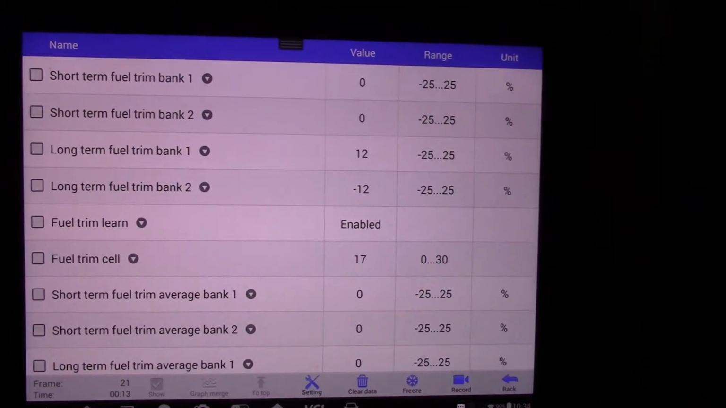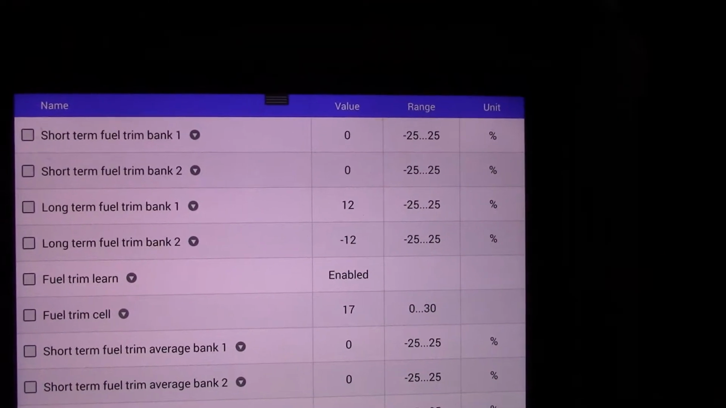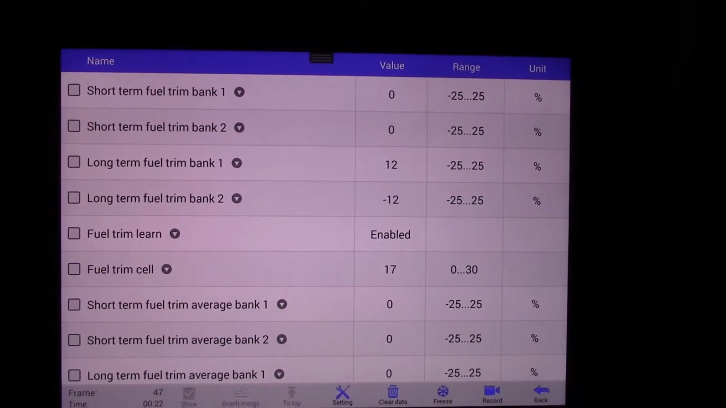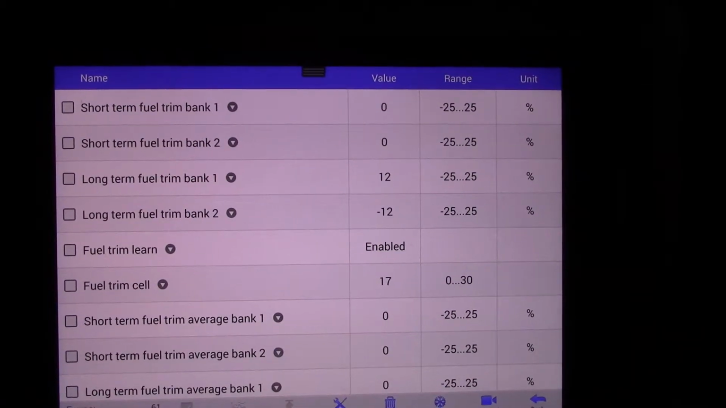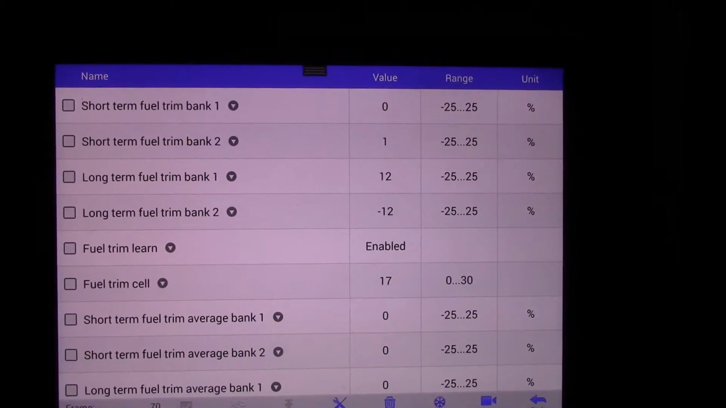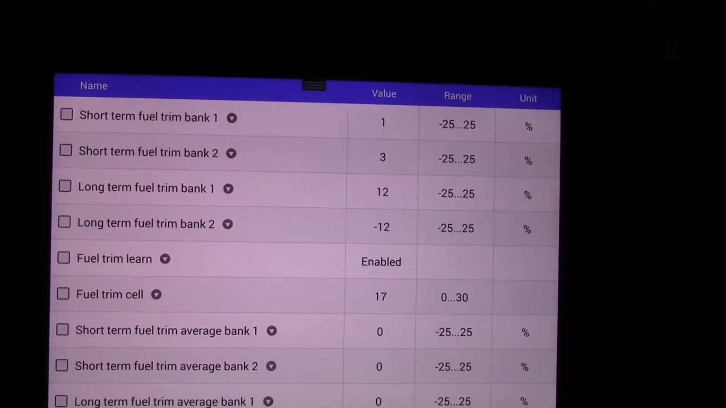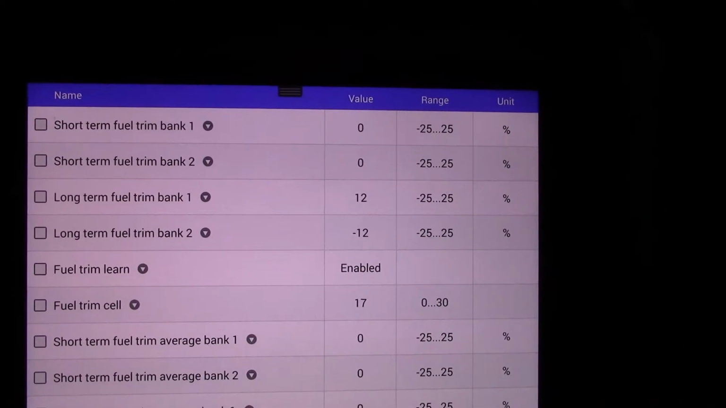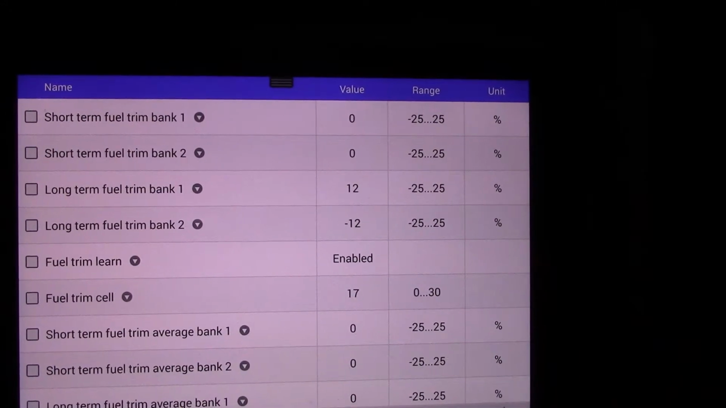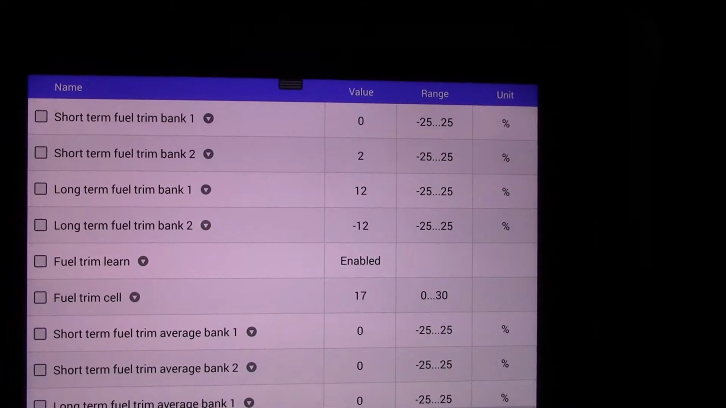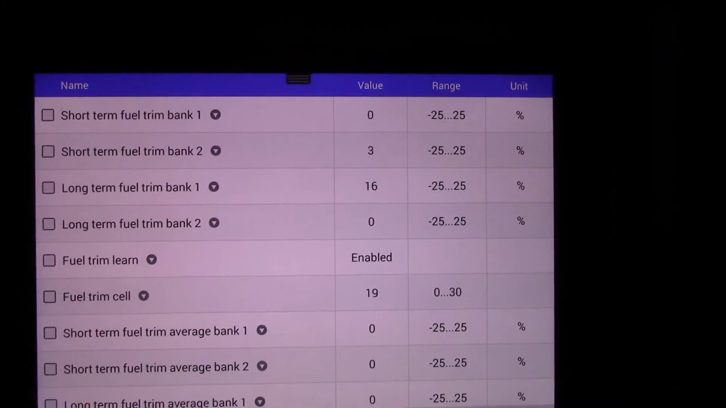Okay. Right now, short-term fuel trim, right around 0, which is really good, should be. Long-term fuel trim, bank 1, I have a positive 12%, as you can see, and bank 2, I have a negative 12%. Well, that's kind of odd. Now, that's not dramatic fuel trim correction, but it is interesting that they're in the opposite directions. Adding fuel on bank 1, taking away fuel on bank 2.